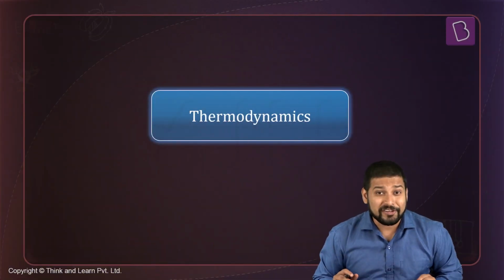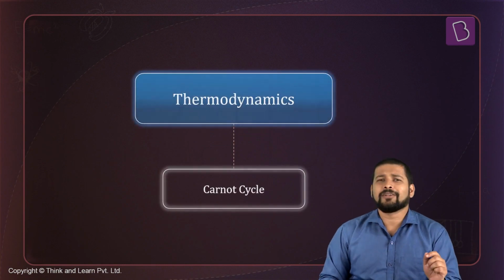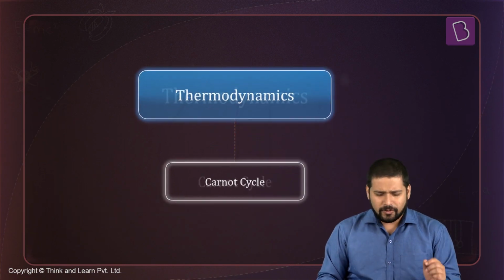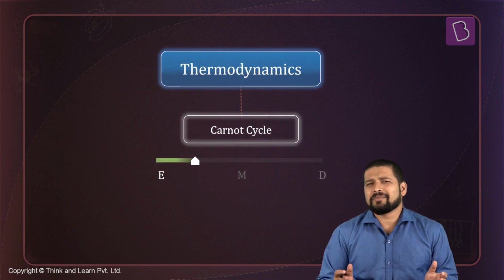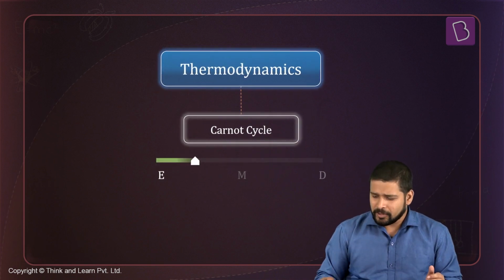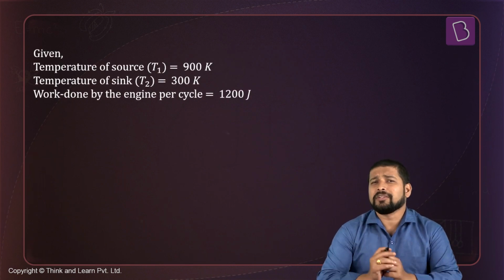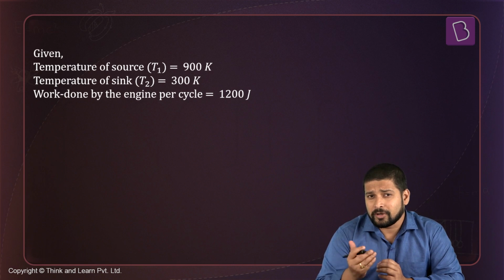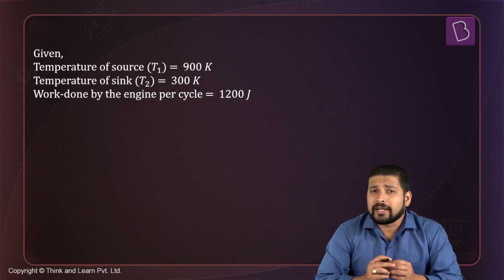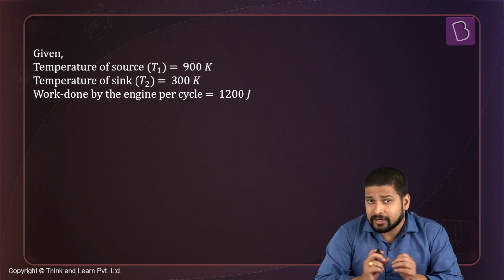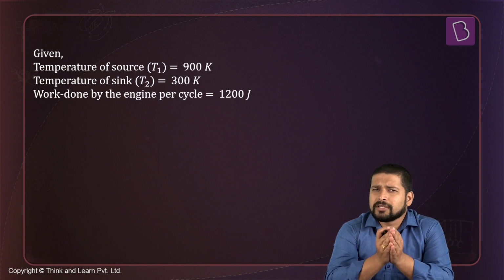This integer type of question was from thermodynamics, specifically from the Carnot cycle or Carnot engine. If you ask me, this question was of easy type because it was directly based on the formula. In this question, it is told that a reversible heat engine operates between two thermal reservoirs. The higher temperature of the source is 900 Kelvin and the sink is at 300 Kelvin. And we have to find the value of heat rejected to the sink.